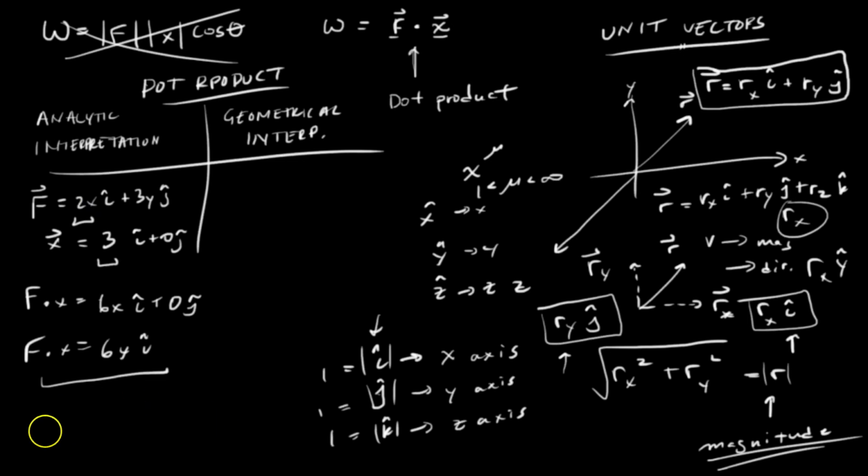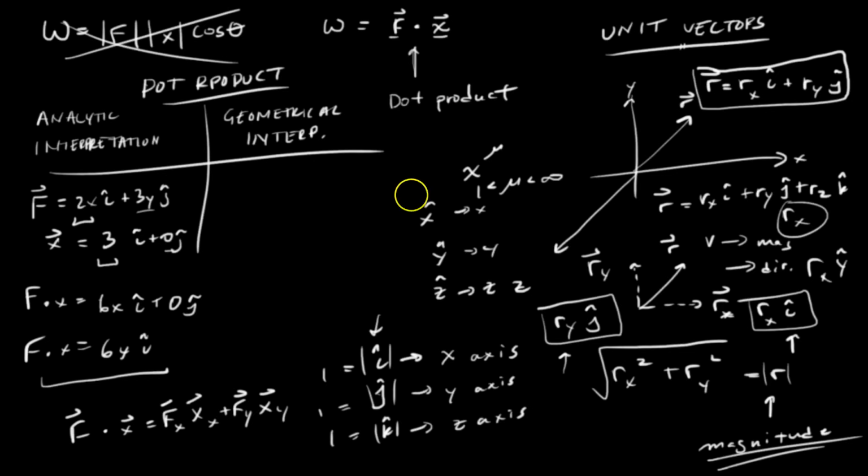And abstractly, we can write that the dot product between f and x is going to be f sub x times x sub x plus f sub y times x sub y, which means that we take the x component of the force and multiply that by the x component of the position, plus the y component of the force multiplied by the y component of the position. Technically, it should all have vector signs here. So this is the analytical interpretation of the dot product, and now we have a geometrical interpretation.